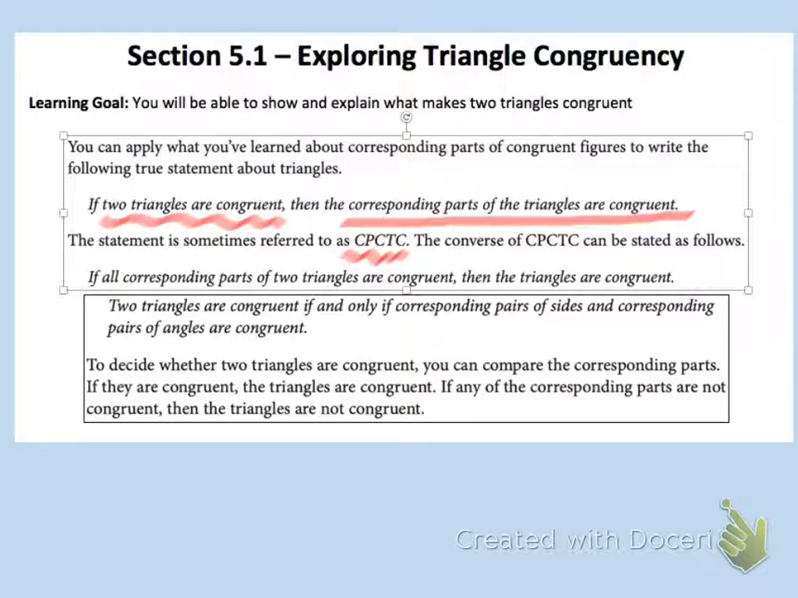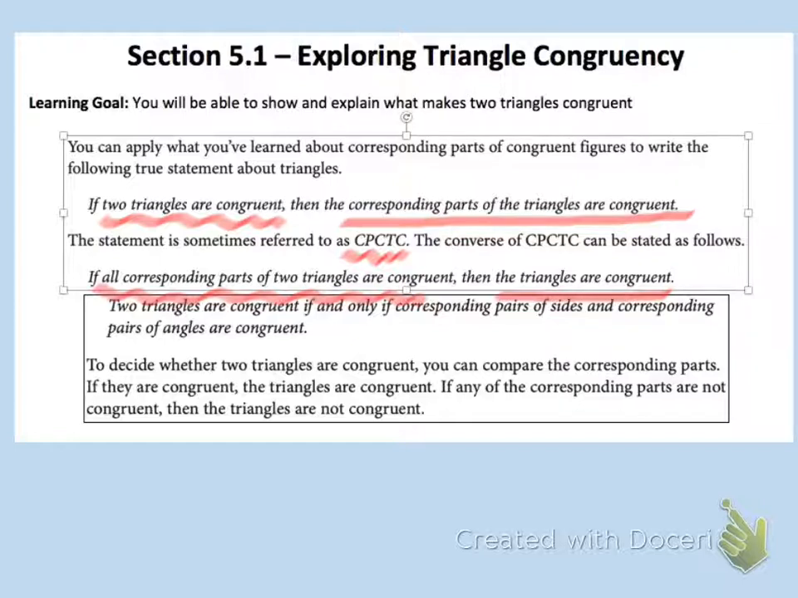And then we're also going to show that the converse of that is true as well. In other words, if all corresponding parts of two triangles are congruent, then the triangles must be congruent. So remember, the converse means we just reverse the if part and the then part. And we're saying that the CPCTC is actually true both directions, both the converse and the original. So knowing that all the parts are congruent means the triangles themselves are congruent and vice versa. So, two triangles are congruent if and only if corresponding pairs of sides and corresponding angles of the triangles are congruent.